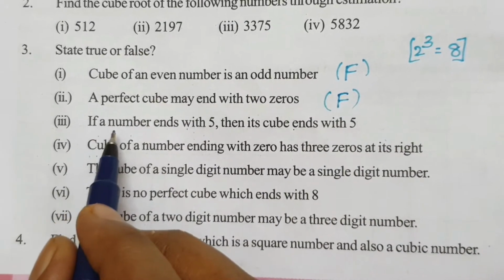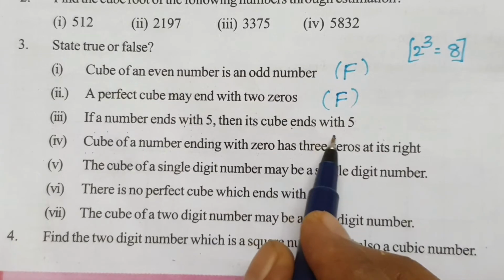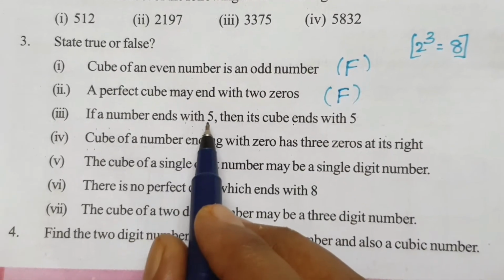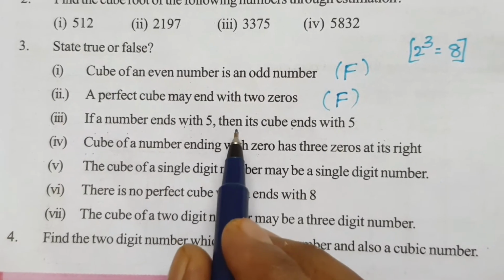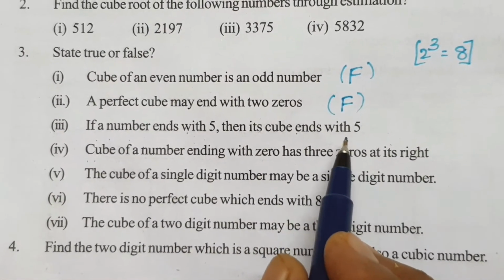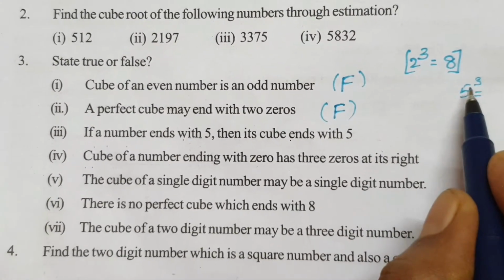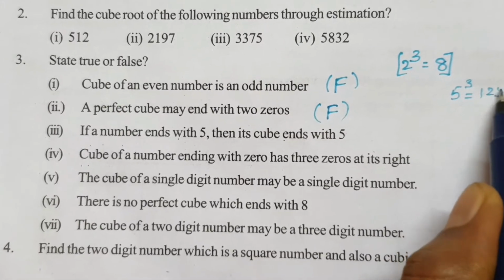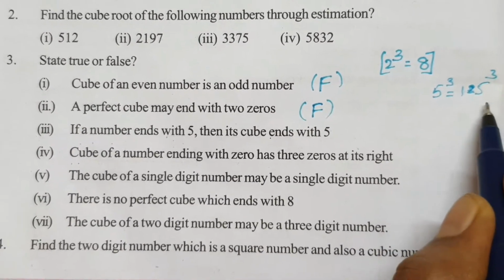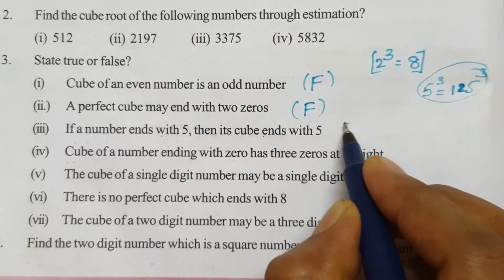Third one: if a number ends with 5, then its cube ends with 5. This is correct. For example, 5 cubed: 5 times 5 is 25, and 25 times 5 is 125. Here again the cube of 5 ends with 5. This is true.